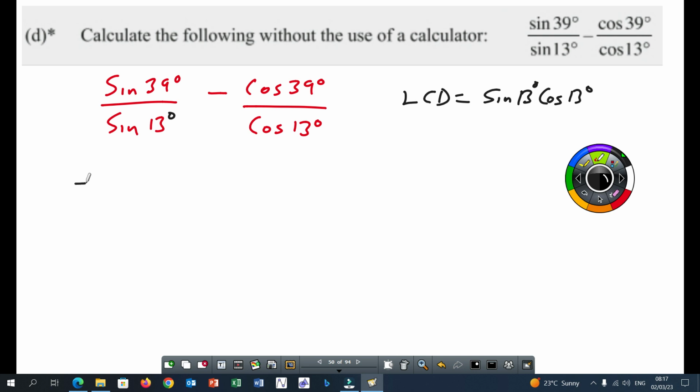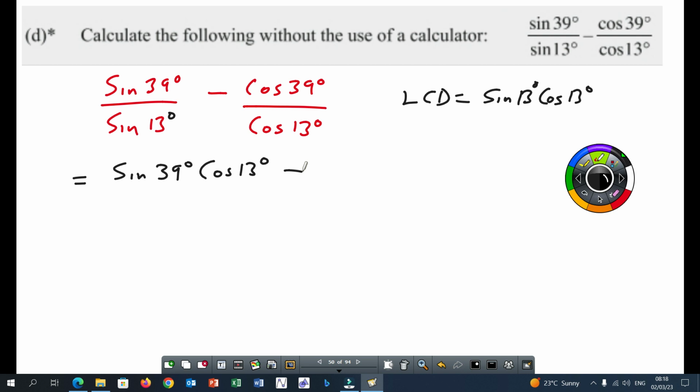Now, since that's the LCD, how can you make this denominator equivalent to the LCD? You multiply it by cos 13, you also multiply the numerator by what? Cos 13. Those are basics of working with fractions. So this will be sine 39 degrees times cos 13 degrees minus. How can you make this denominator equivalent to the LCD? Multiply by this.